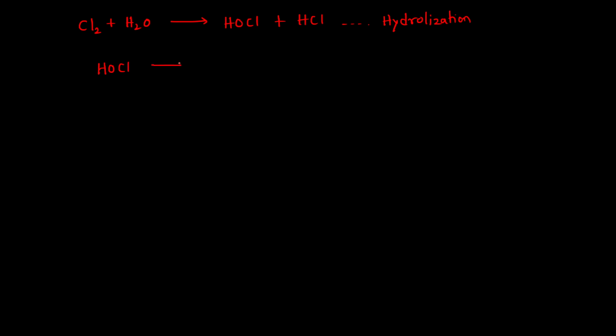Now there is one equation that we have to write. When chlorine is added to water, it gives us hypochlorous acid plus hydrochloric acid. This reaction is called hydrolysis. Now this HOCl dissociates into H plus ion plus OCl minus ion, and this is called the ionization process.